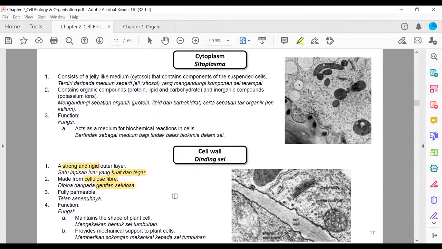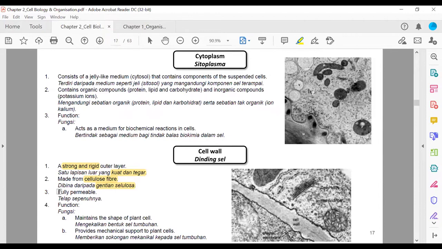Okay, so kalau soalan memang pernah tanya yang ini. What causes the cell wall to be strong and rigid? Maka jawapan kamu ialah because it is made from cellulose fiber. And for information, cellulose ialah sejenis polysaccharide. And what is polysaccharide? One group of carbohydrates, sekumpulan karbohidrat. So we are going to learn that in chapter 4.